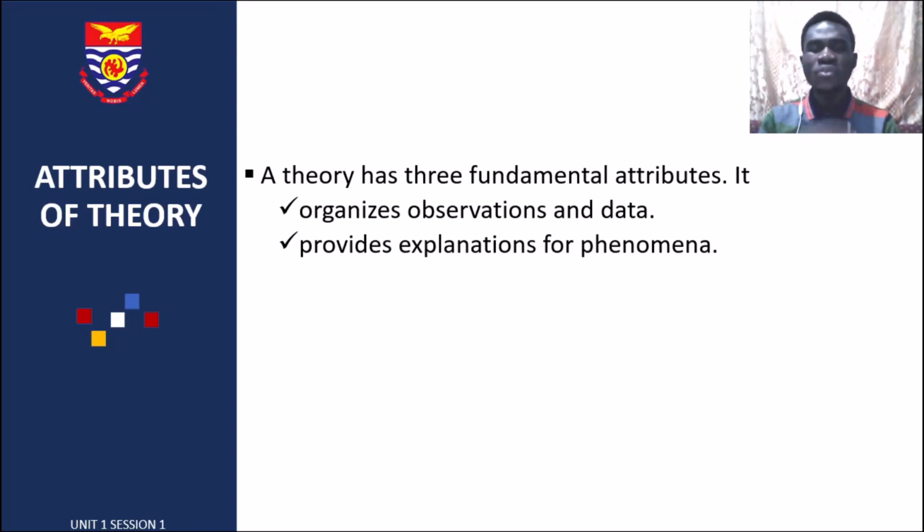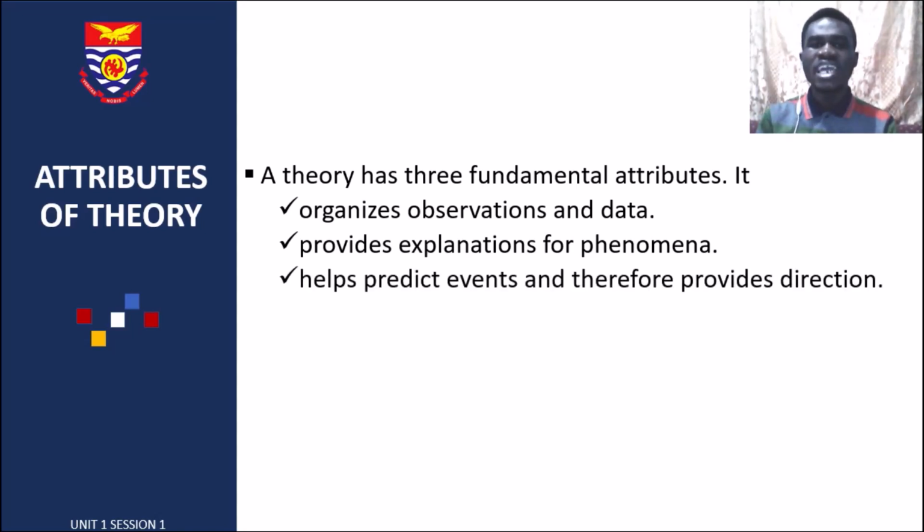And it also provides explanations for phenomena. So for every phenomenon that occurs, a theory should be able to give an explanation. And finally, it helps to predict events and therefore provides direction. So out of theory, we are able to predict that this phenomenon is going to happen. This is going to be the outcome of this event. And all these come together and provide us with a sense of direction.